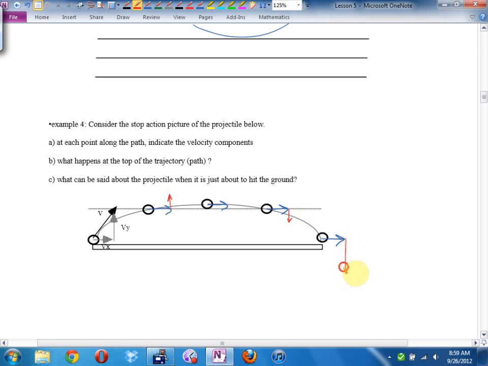and when I hit the ground, there'd be, well, what can you say about this here and this here? What can be said about the projectile when it's just about to hit the ground? This is negative initial velocity. Same magnitude, opposite direction. So if you launch at 40 meters per second at an angle of 30 degrees above the horizontal, you'll come back down at 40 meters per second at an angle of 30 degrees below the horizontal.